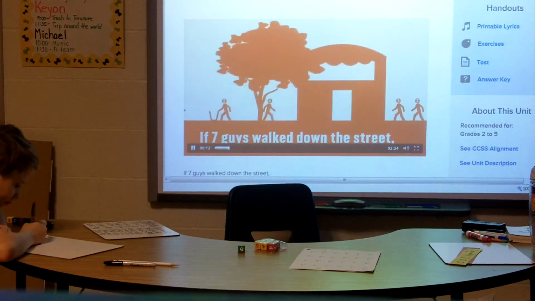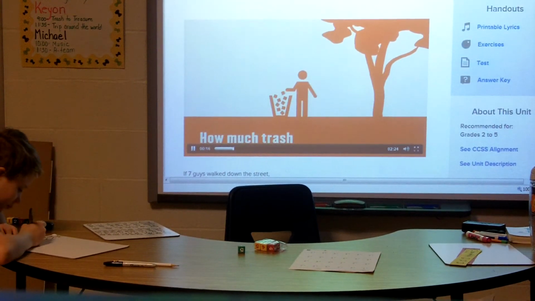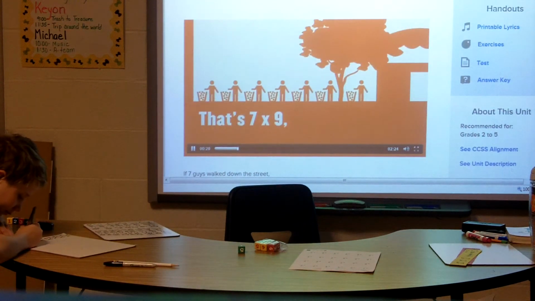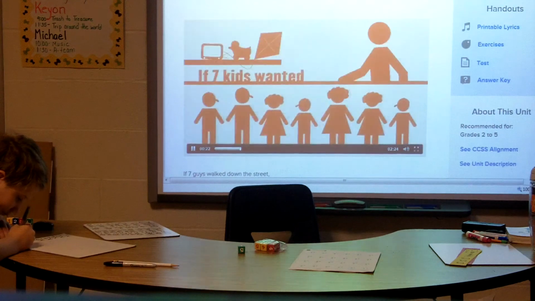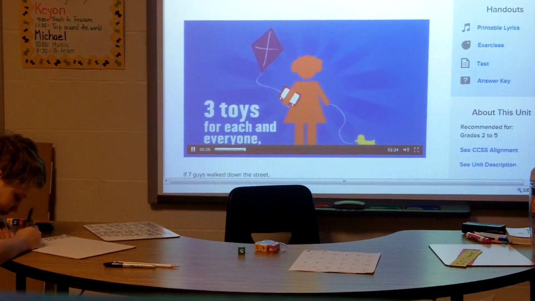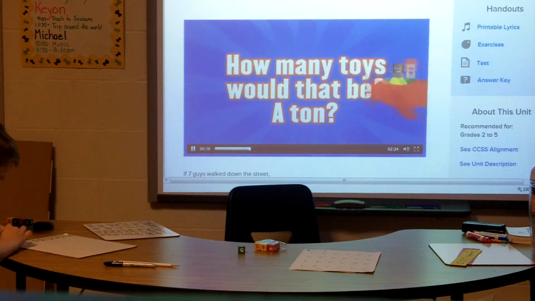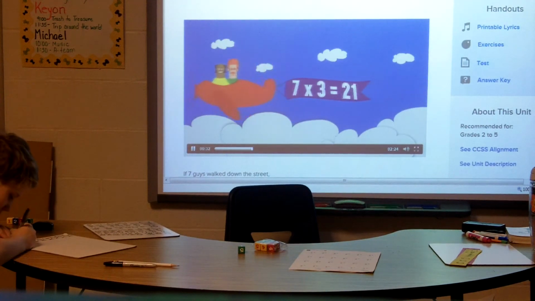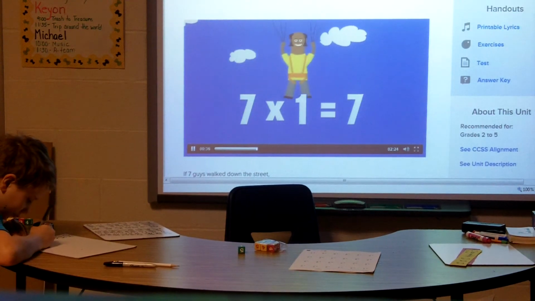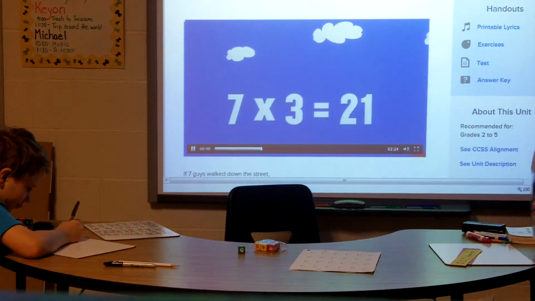If 7 guys walked down the street and picked up trash, 9 pieces each, how much trash would be off the street? That's 7 times 9, and that's 63. Cause if 7 kids wanted to have fun and bought 3 toys for each and every one, how many toys would that be? A ton? Well, 7 times 3 is 21, cause 7 times 1 is 7. 7 times 2 is 14. Right. 7 times 3 is 21.